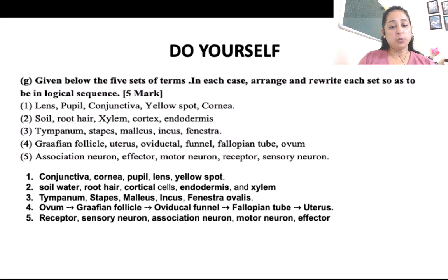Second is soil water, root hair, cortical cells, endodermis and xylem. Third, tympanum, stapes, malleus, incus, fenestra ovalis. Next is ovum, Graafian follicle, oviducal funnel, fallopian tube and uterus. Last is receptor, sensory neuron, associatory neuron, motor nerve and the effector.